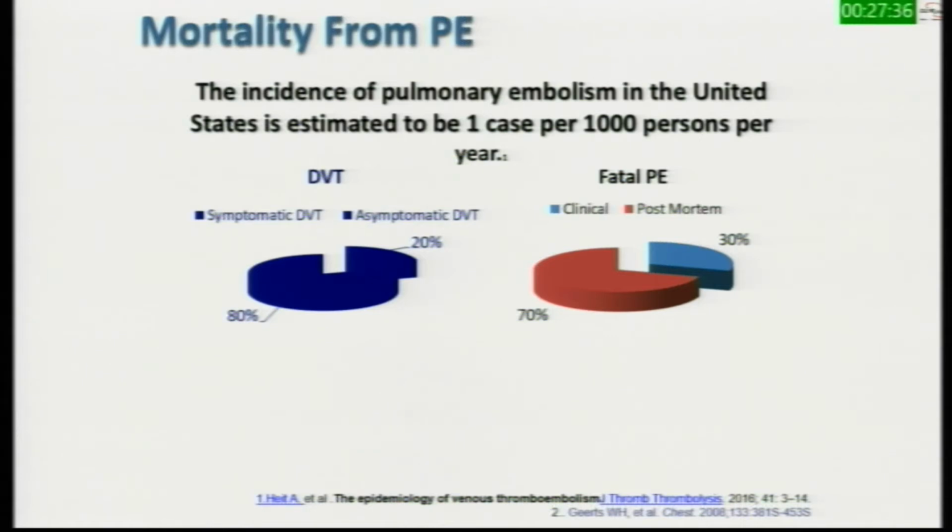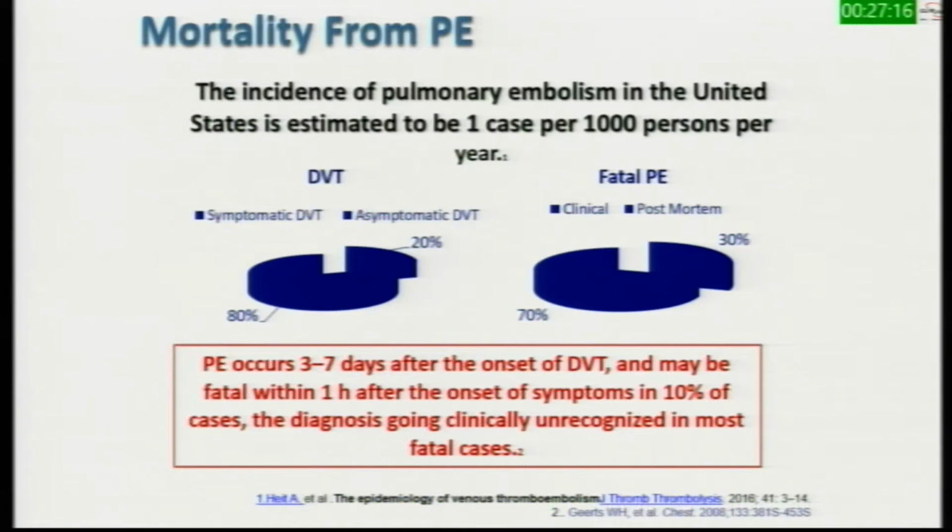Fatal pulmonary embolism: 30% are discovered to have pulmonary embolism, can be diagnosed, and may be saved. But 70% can die from pulmonary embolism and are discovered only in the post-mortem. Pulmonary embolism occurs 3 to 7 days after the onset of DVT and may be fatal within 1 hour after the onset of the symptoms in 10% of the cases. The diagnosis goes clinically unrecognized in most fatal cases.